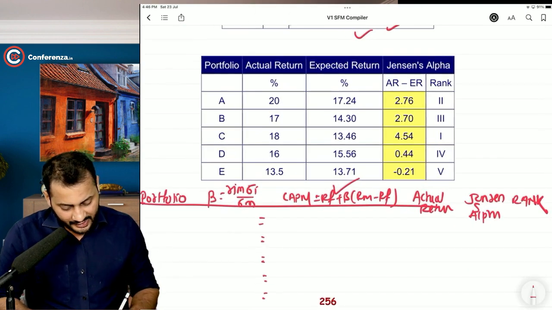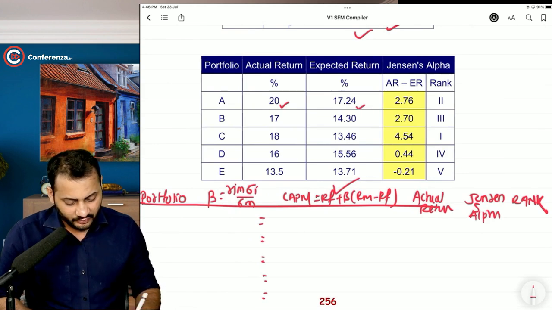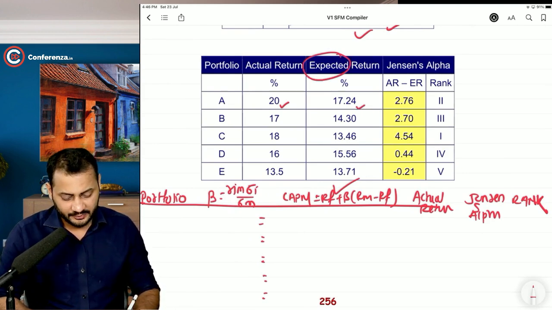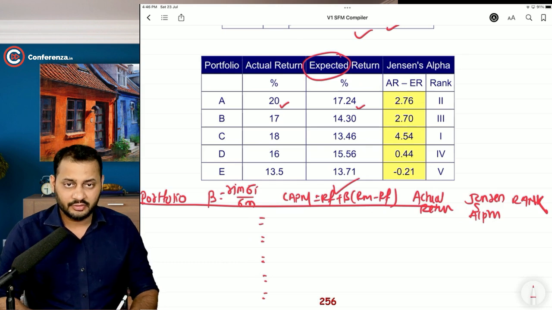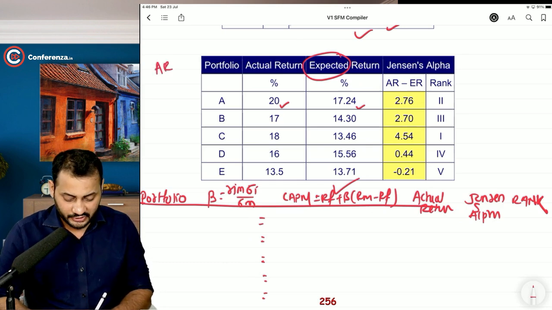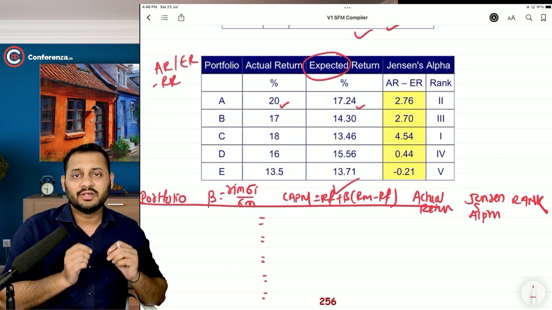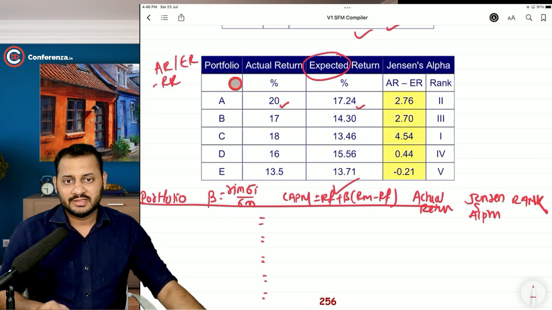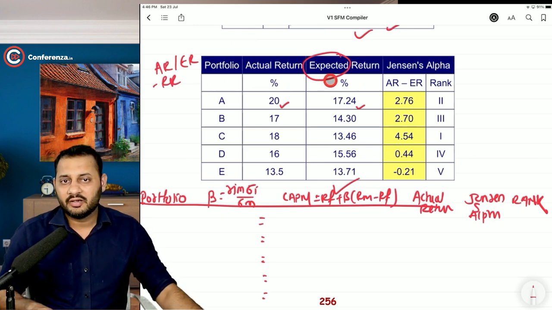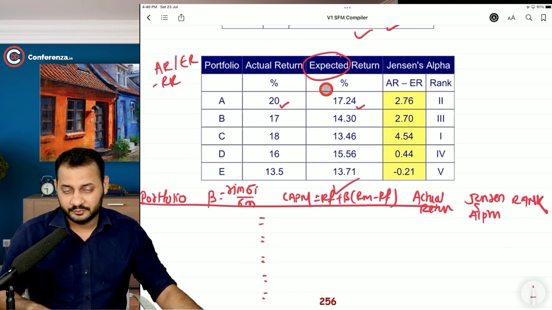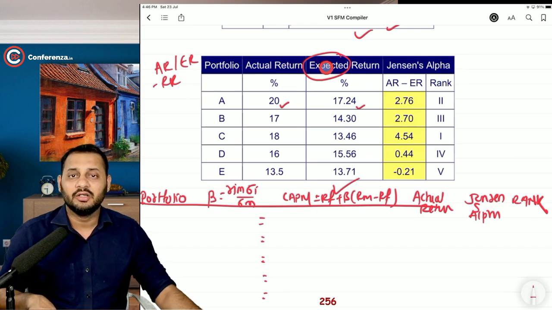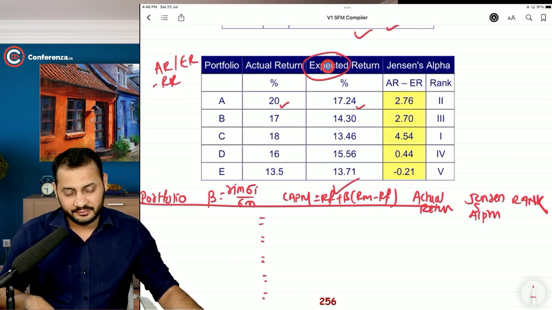See, our actual return was 20%, required was 17.25. They have written it as expected return, and you might ask, sir, you have given us the formula of actual return minus required return or expected return minus required rate of return. But you need to understand the concept. This expected return is nothing but the required rate of return in this question, because this has been calculated using the CAPM method. Since actual is already given to you, if you are writing expected, I would prefer to interpret it as required rate of return.